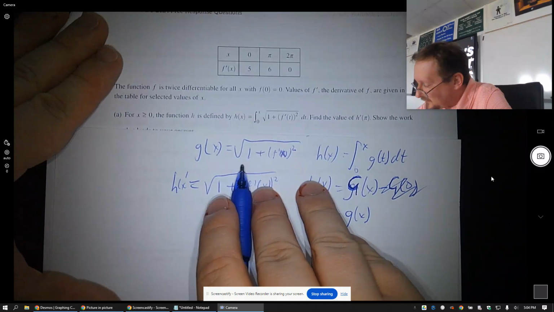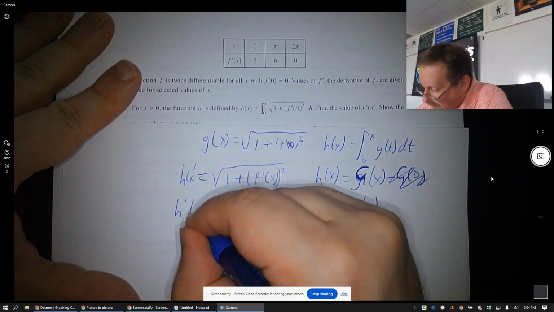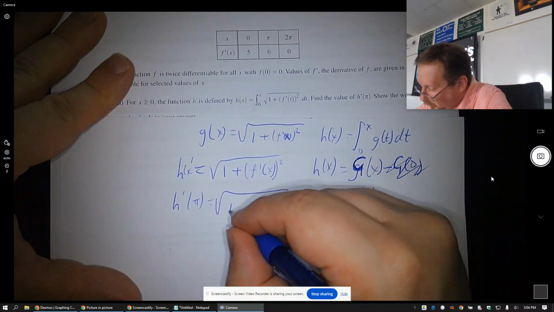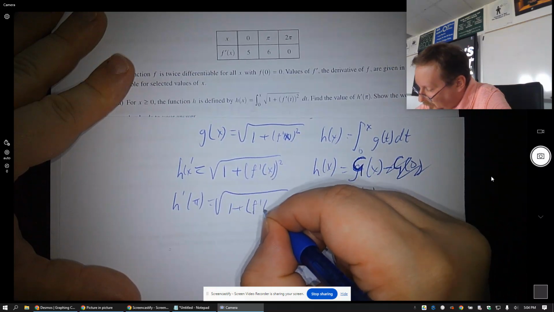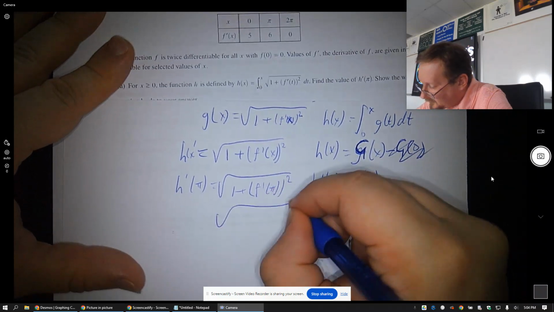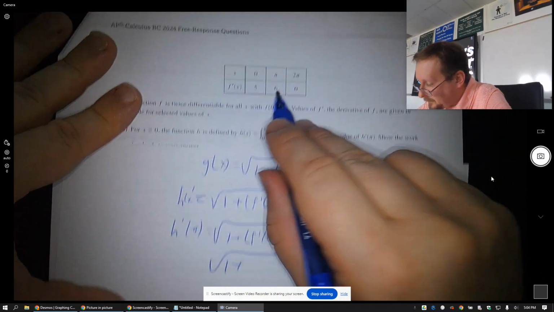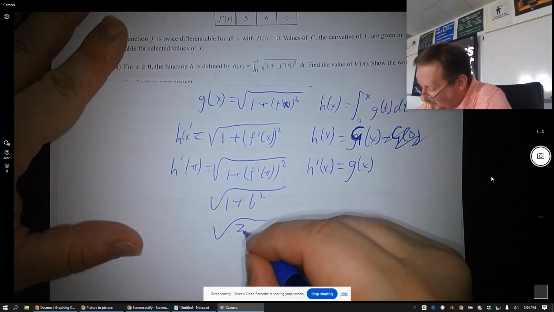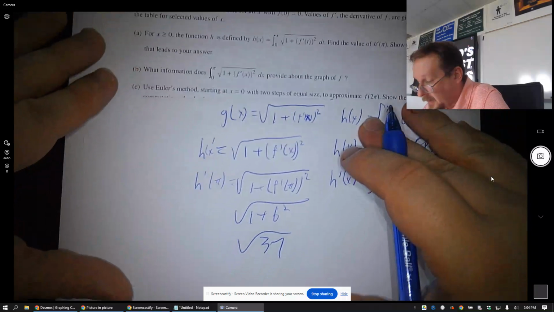Okay, so now I'm being asked what is h prime at pi? H prime at pi would be the square root of 1 plus f prime at pi squared. The square root of 1 plus f prime at pi is 6 squared. The square root of 37, I think. I hope I'm right about that.